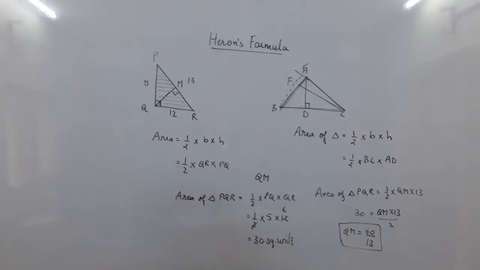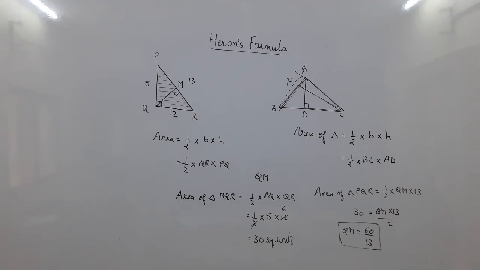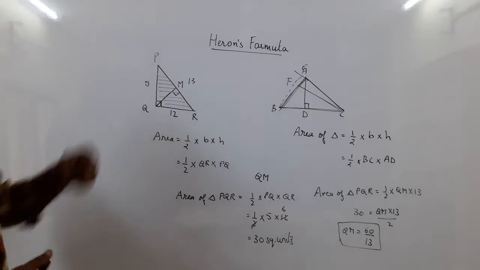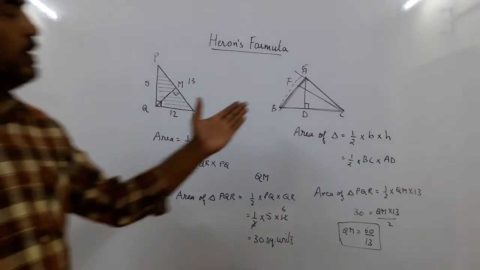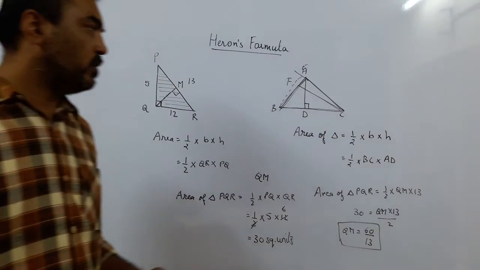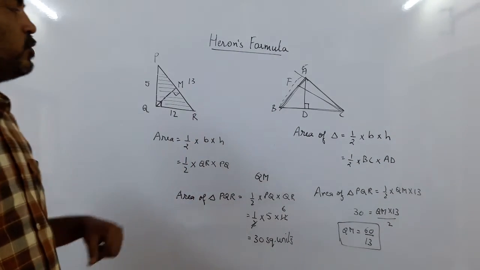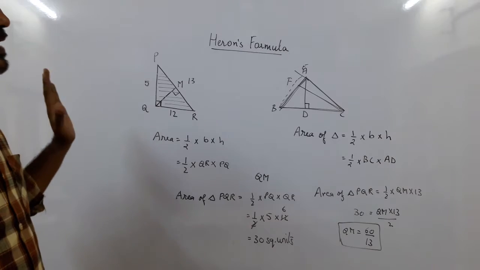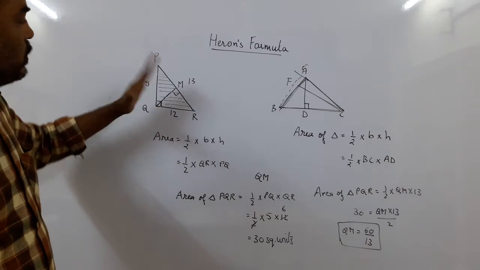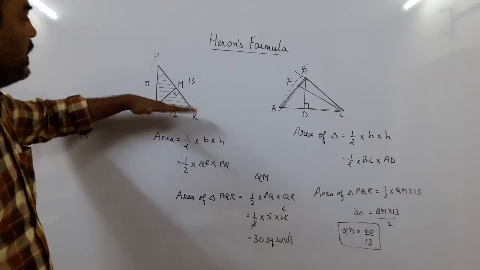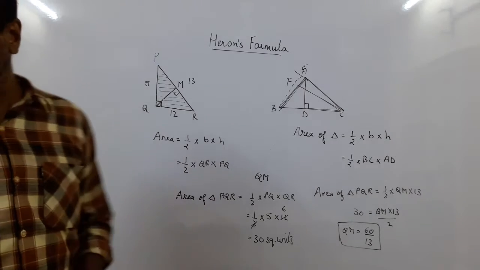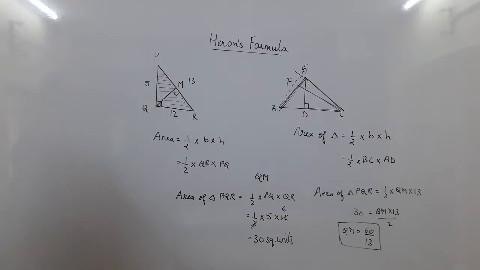So I found out the altitude QM, or the length of the QM, by using which formula? The formula of the area. So again, area is half base into altitude. Sometimes the altitude may lie inside the triangle or sometimes outside. And remember, in a right angle triangle, of the two sides at right angle, one is the base and one is the altitude. So I showed you the application of one such sum also.